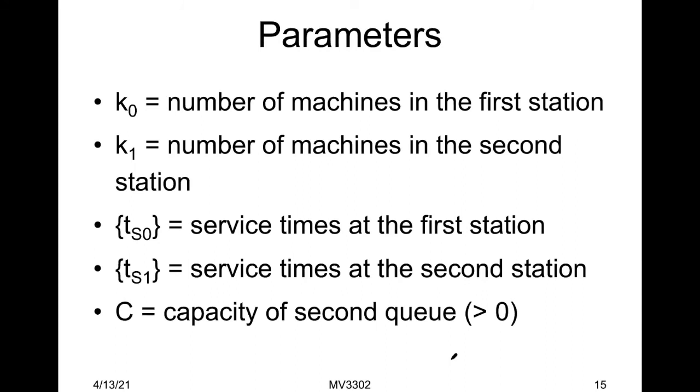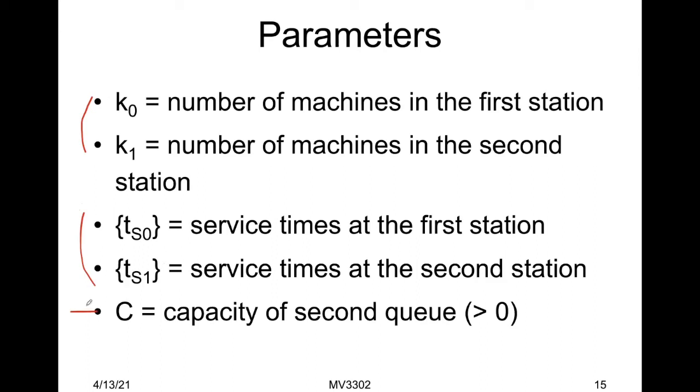Okay, so let's try to model this. But just as with our tandem queue, we have the number of machines in the first station, the number of machines in the second station. Okay, we've done all that before. And then we have the service times at the first station and the service times at the second station. Again, we've all done that before.